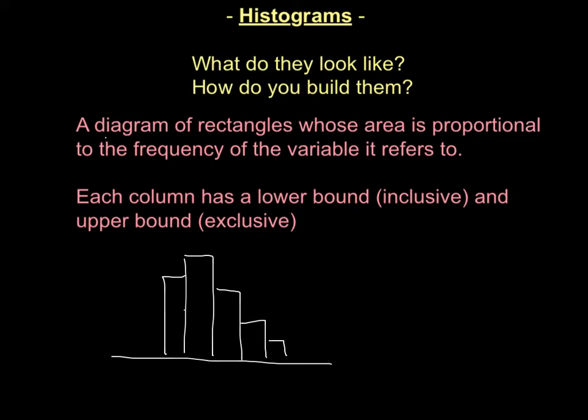Each column has a lower bound, so right on this end, this is the lower value and this is the upper value. Say this lower value was 16. If you had a value of 16, it would go in here. If the upper value was 17, 17 would go here. So the lower bound is inclusive. Any number that matches that one goes in that bar. The upper bound number, 17, is exclusive. Any value that matches this one goes in the next bar. Again, it'll make sense in a few.